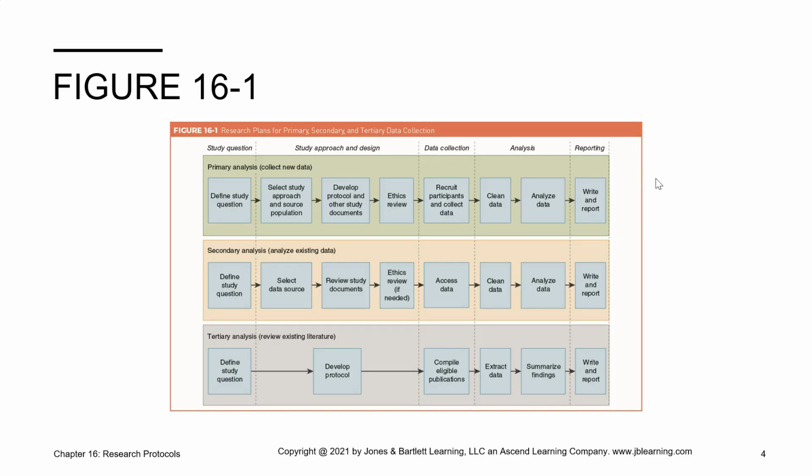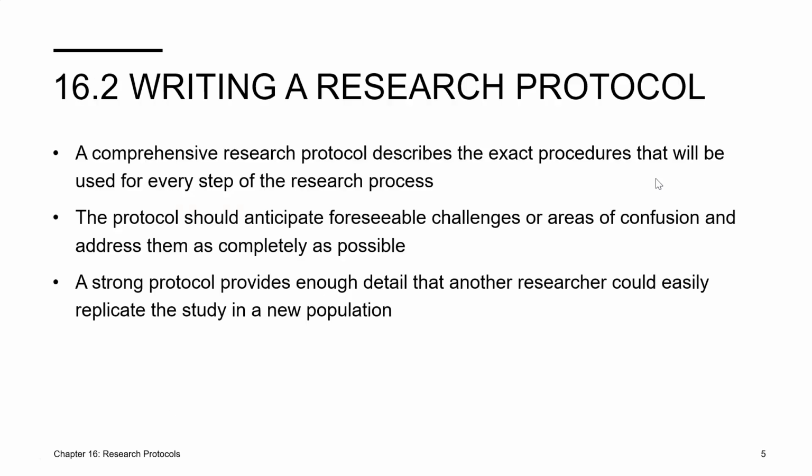Figure 16.1 covers research plans for primary, secondary, and tertiary data collection. Here you have different tasks that are required for primary, secondary, and tertiary studies. It goes over defining the study question, then selecting approaches and data sources, ethical review if needed, data collection, analysis, and reporting. You can go over the details of each of these data collection types on your own.